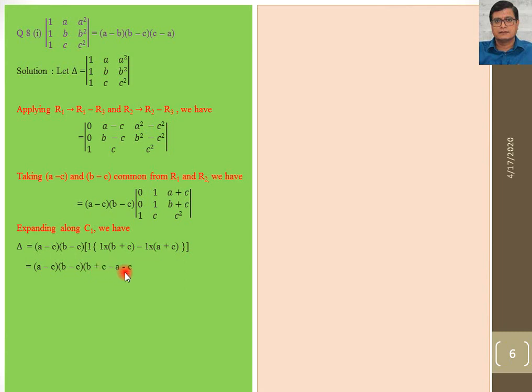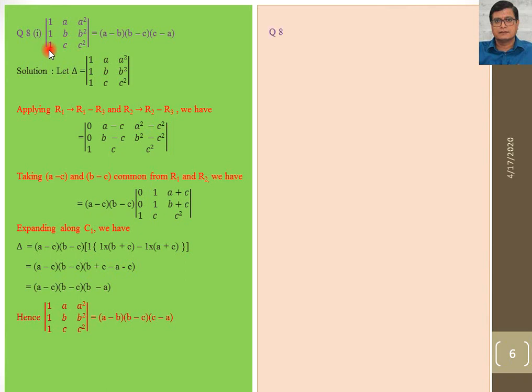In that condition, if we won't be getting any problem, we can cancel out this c. Then it is coming a minus c, b minus c and b minus a. Now according to the answer, it should be a minus b, and this value should be c minus a. So we can take minus common from these two brackets, and we have the required answer. So this is the first part of question number 8, where the elements of C1 are 1.